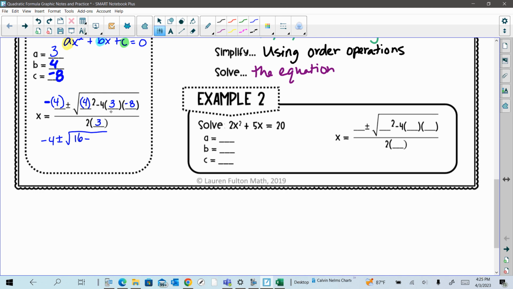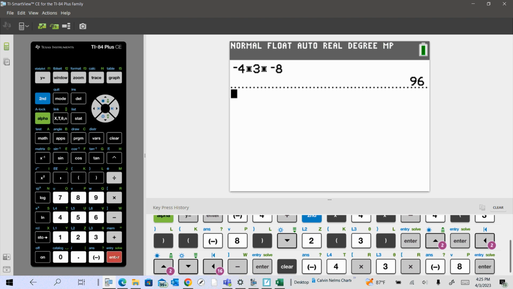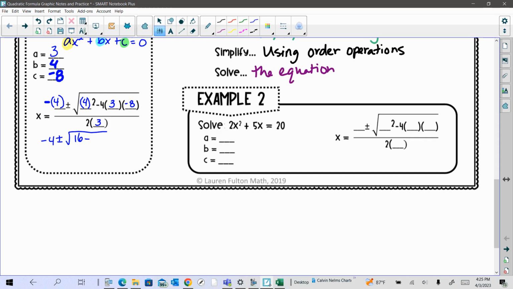So the way I look at this is I say this -4, I'm thinking this is a -4 times 3 times a -8. So you just go -4 times 3 times a -8. That gives us positive 96, okay? So now, instead of saying minus, we knew this was a positive answer, so we're going to put plus 96. This is all over 2 times 3, which is 6.